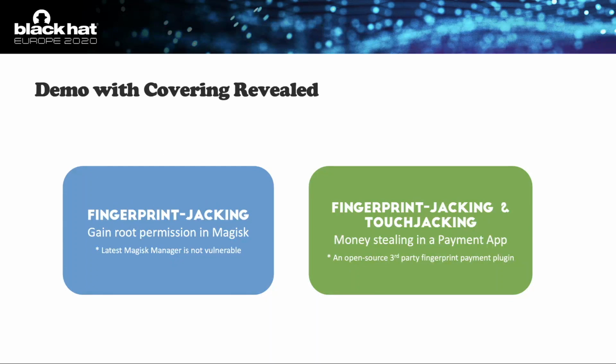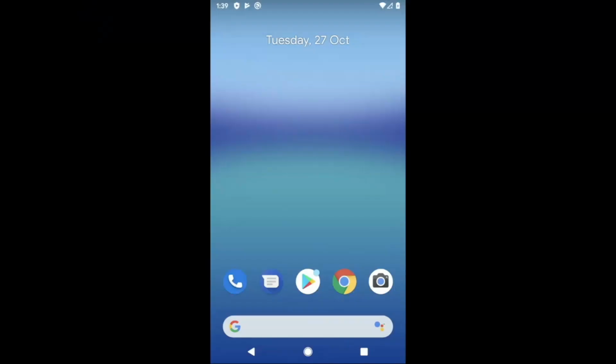And this is the last part. Again, some demonstration. And this time, we will show the demonstration with the covering being set to be transparent, so you can see what happens in the background. And there will be two demonstrations. The first one is the same as our first demonstration, just with transparent covering. And the second one is more interesting. It's targeting some payment app, and it also combines the touch-jacking attack technique here. So this is the first demonstration.